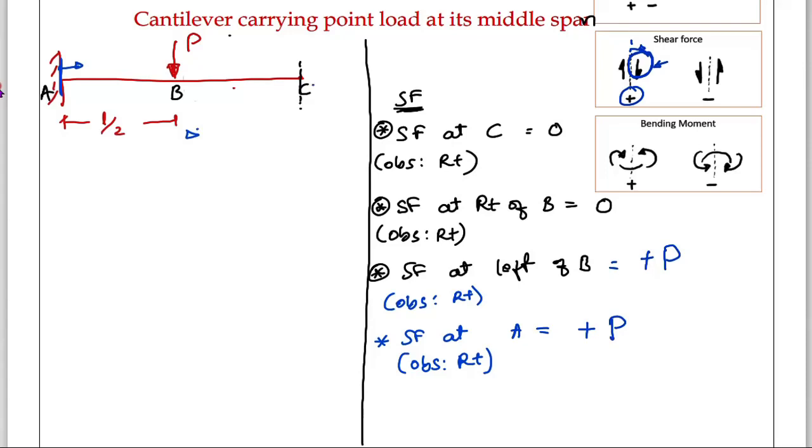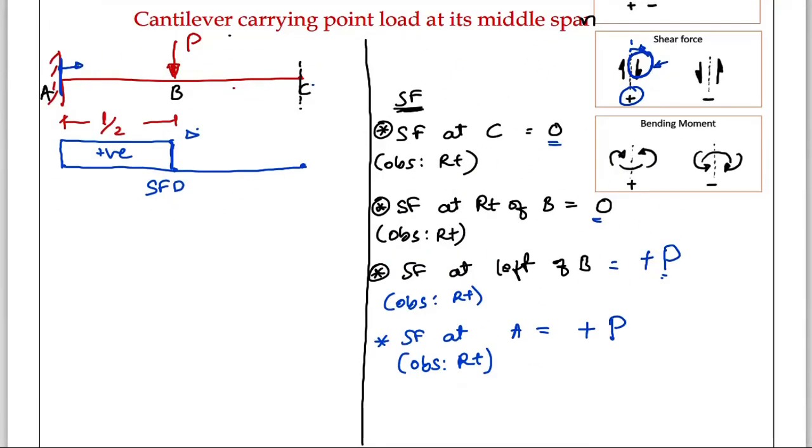Now I will draw the shear force diagram. A horizontal reference line. At this point, what is shear force? 0. At this point, two shear forces. One is 0 and another one is positive P. Let us consider this is positive P. Then at this point, positive P. Therefore, this is my shear force diagram. This is positive, this is SFD. Over.